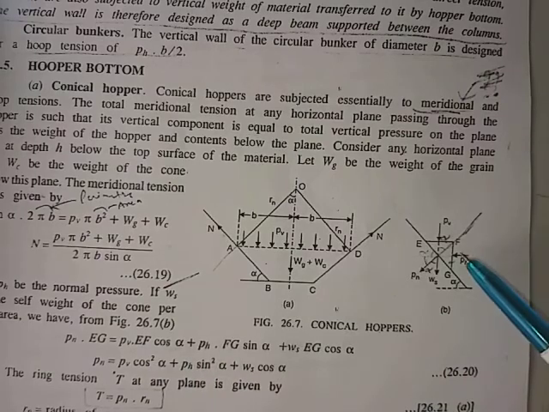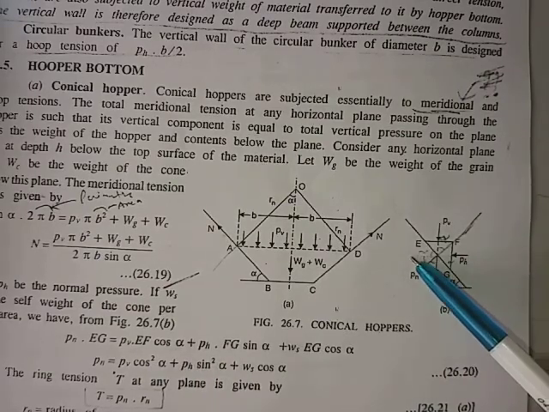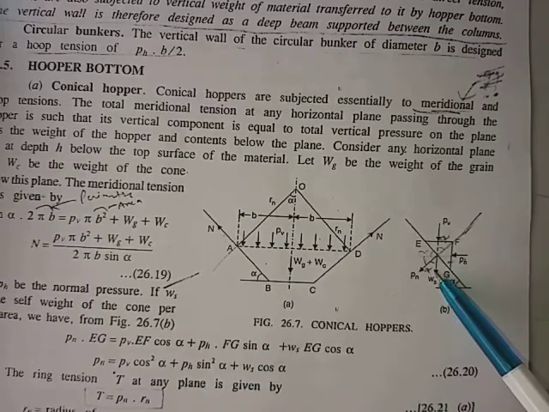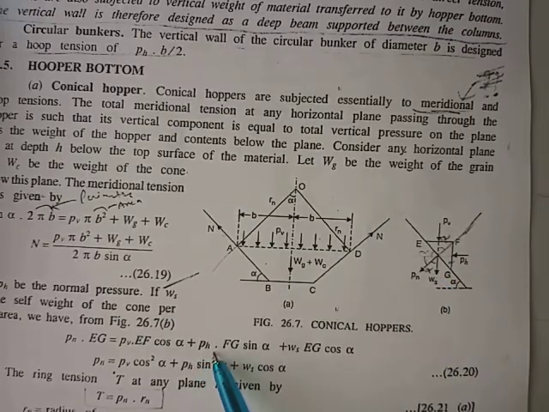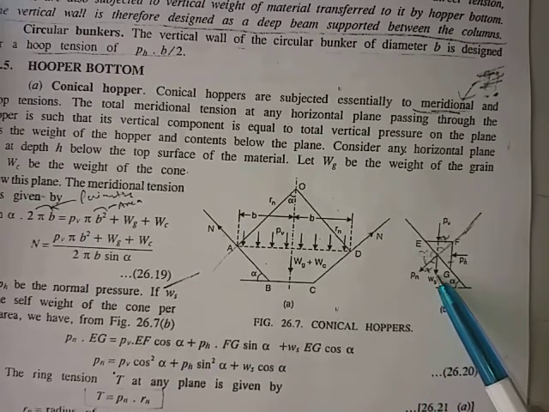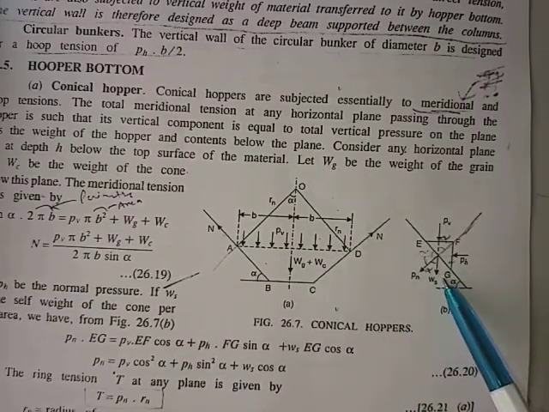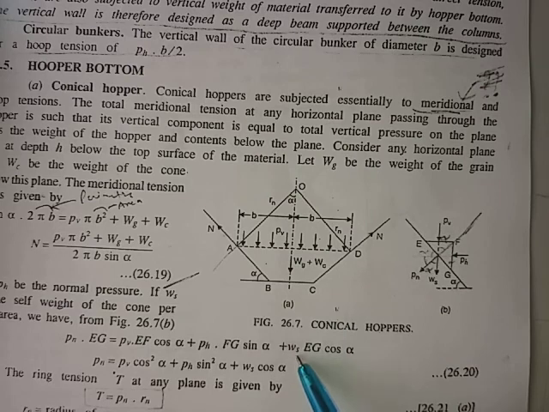Similarly for pH, it is FG, and this component is acting over here with alpha. So this is again going to give me the vertical, normal component as sin alpha. So pH into FG sin alpha. Then Ws is going to give me a component with alpha in the normal direction as cos alpha. So it is EG again, this is acting at EG, so it is Ws EG cos alpha.